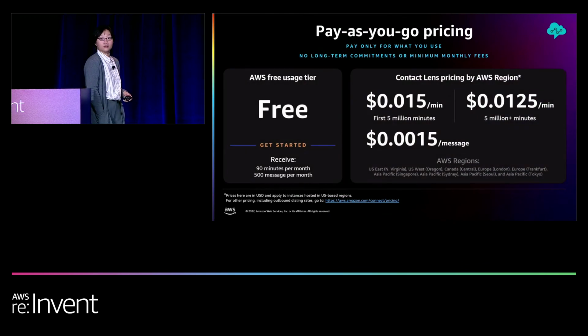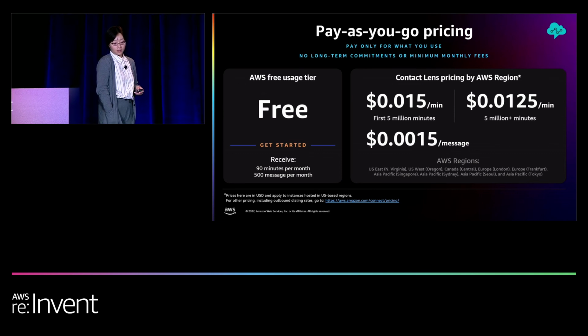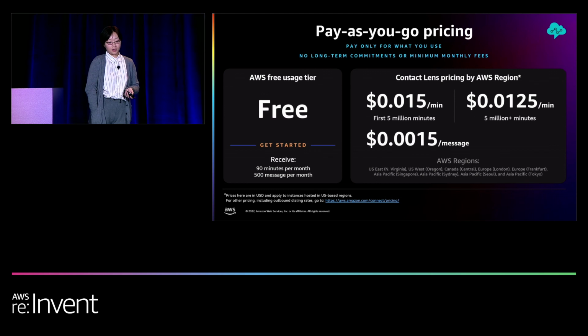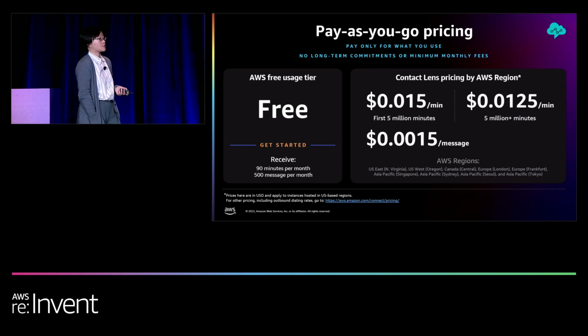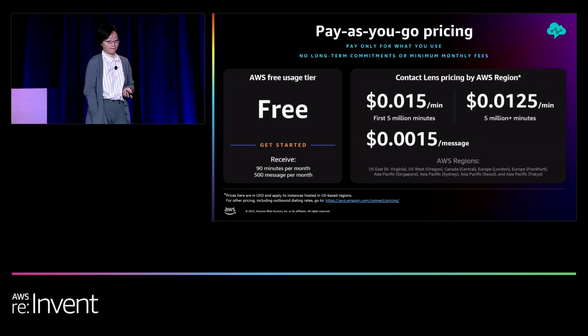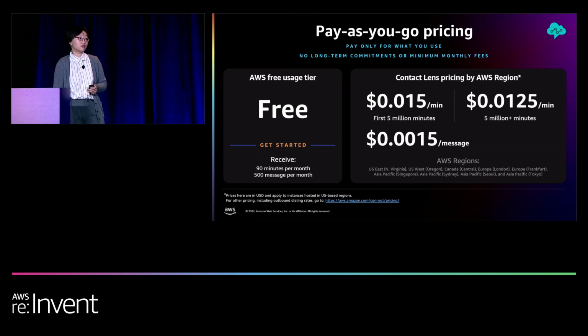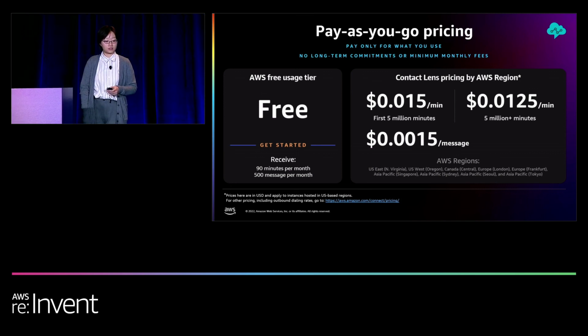To get started with the Contact Lens capabilities, you can just do it in a few clicks. Like all the other Amazon Connect features, Contact Lens has pay-as-you-go pricing. You only pay for what you use. There's no need to deal with long-term commitments, and there's no minimum monthly fees.